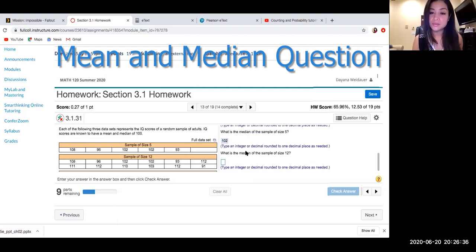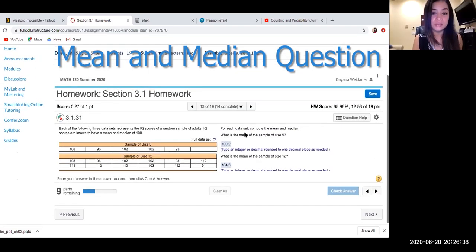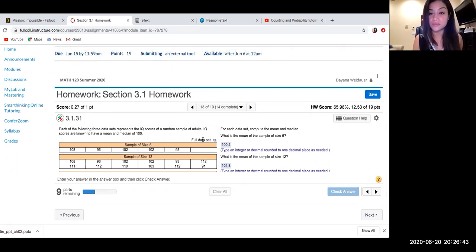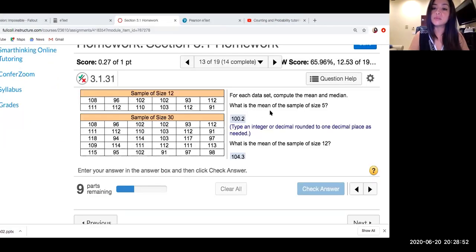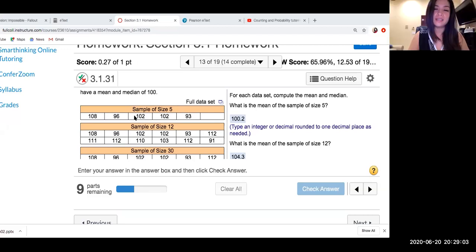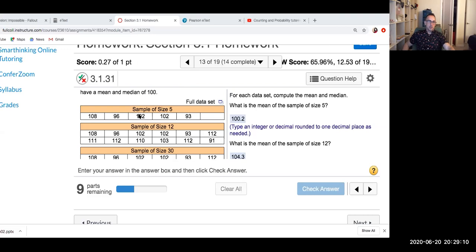Okay, so for some reason, this is where I stopped last time, and I was very confused after. What is the mean and median of the sample of size 5? Okay, so how did you do it? For the mean, how did you get the mean? Did you add them and then divide by 5?